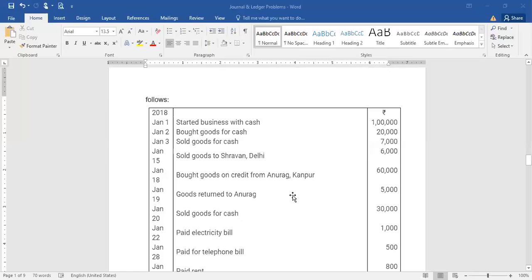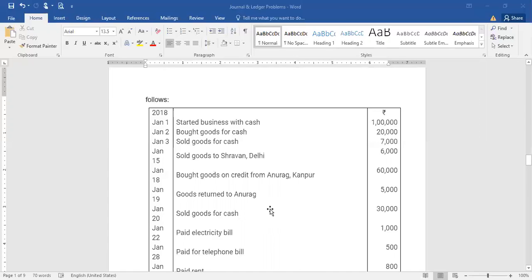Bought goods on credit from Anurag. So purchases account, we are purchasing the goods. So purchases account has to be debited. Then who is giving? Anurag. Debit the receiver, credit the giver. Here Anurag account has to be credited. Purchase account debtor to Anurag account.